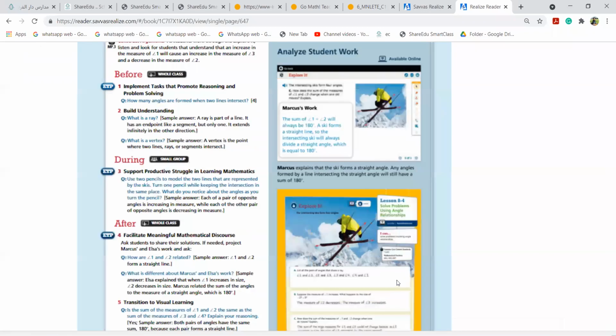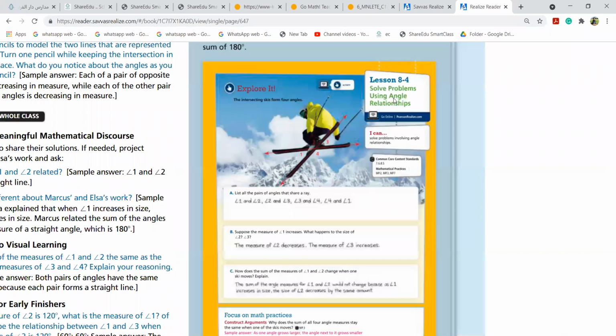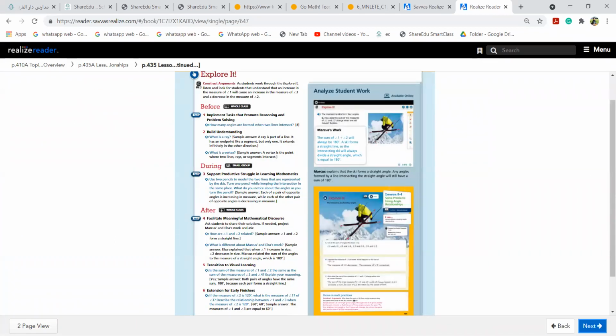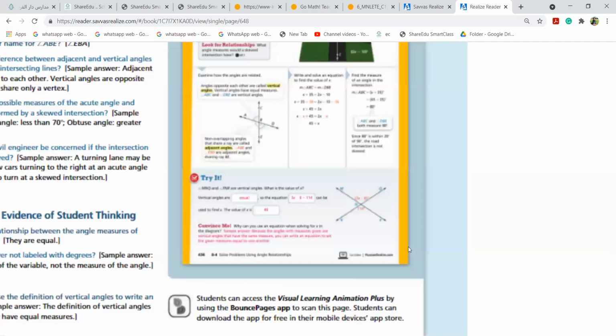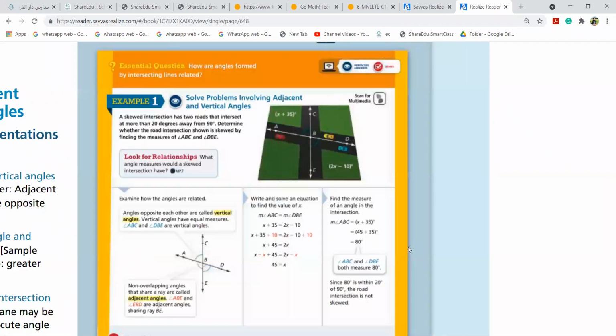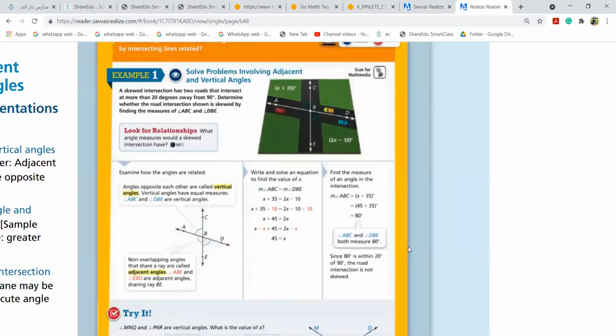So everyone, please, we will do 8.4, solve problems using angle relationships. Please turn to page number 436. Everyone, please turn to page number 436 and highlight this. I can give you blanks for tomorrow.